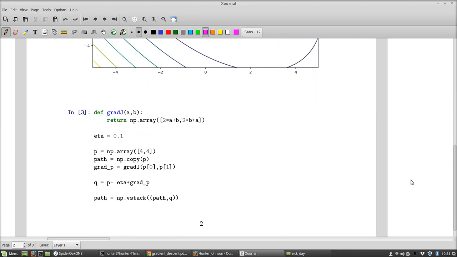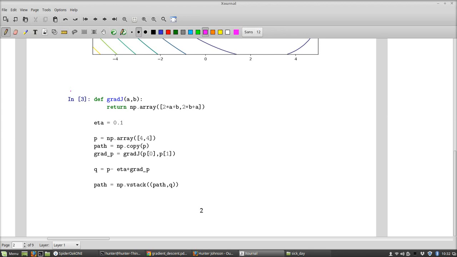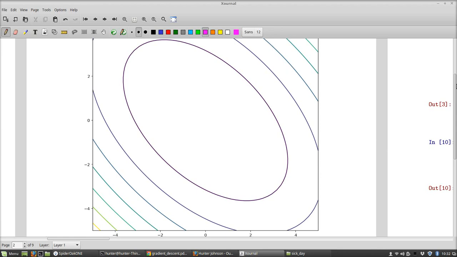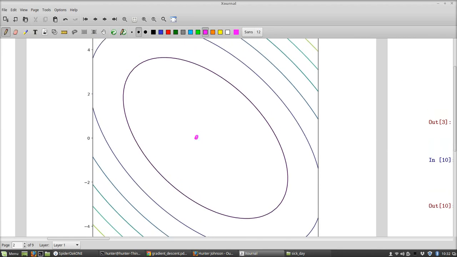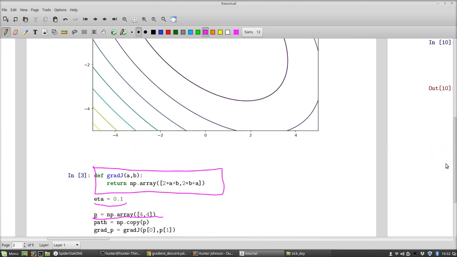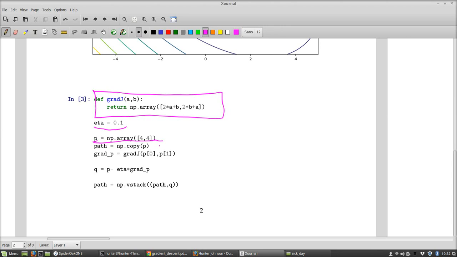So here I'm playing around with this a little bit. I implemented the gradient of this function in Python, so it returns a and b instead of x and y, but you can recognize this as the derivative. Eta is what the book calls the learning rate, so that's what we're going to call it too. This p is just an initial guess of where the minimum might be. You can see from this graph that for this function the minimum is actually at 0, 0. But in this code we're going to make 4, 4 our initial guess.